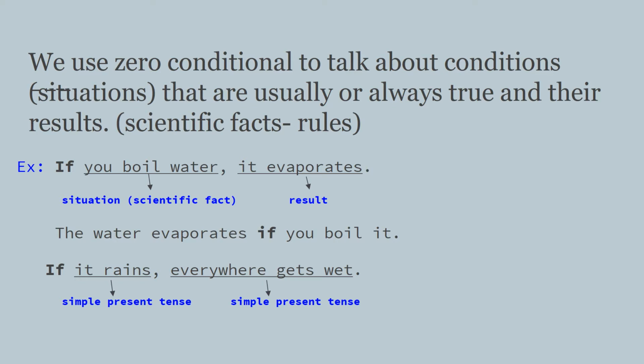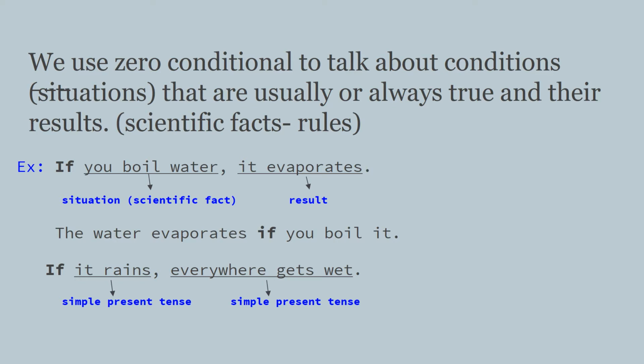If you boil water, it evaporates. To be able to use zero conditional, the result should happen 100% when the situation happens. So the result should never change. In this sentence, whenever we boil water, the result never changes. It always evaporates. That's why we use zero conditional.